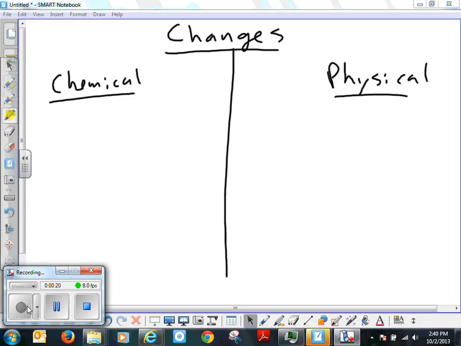So we can start with size, okay? If we have a change in size of something, what would you consider that, physical or chemical? Okay, physical is what you all said, right? I would say that is definitely true. Size would be a physical change. Like if I take a hammer and hit it and it breaks into many pieces, then it changes size. Does that make sense, Mr. Wong?